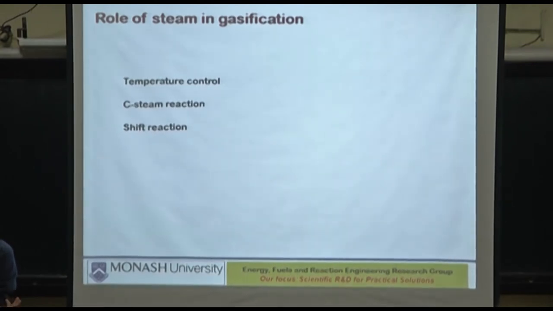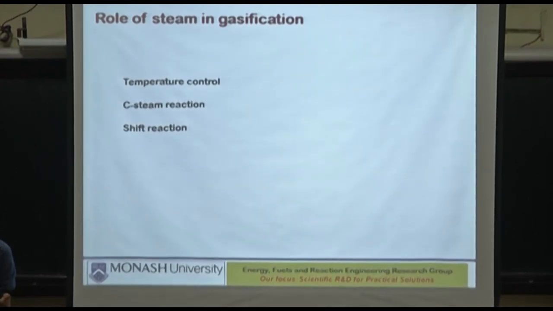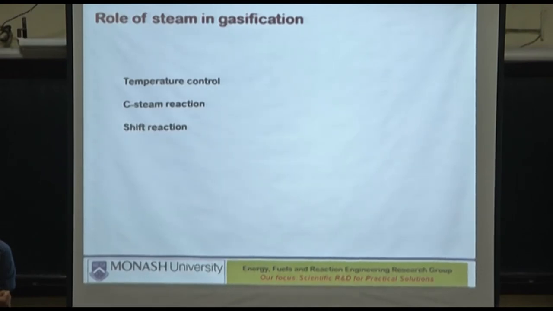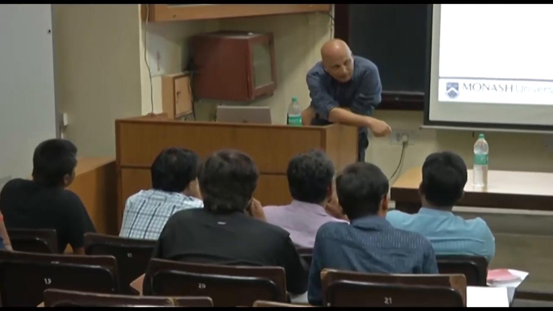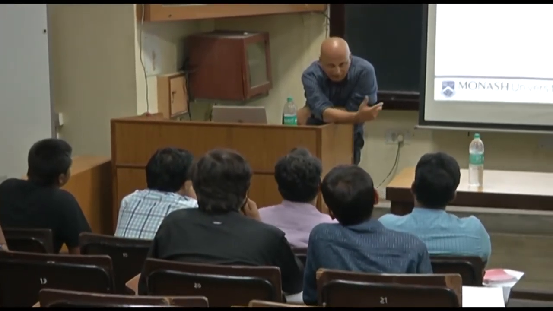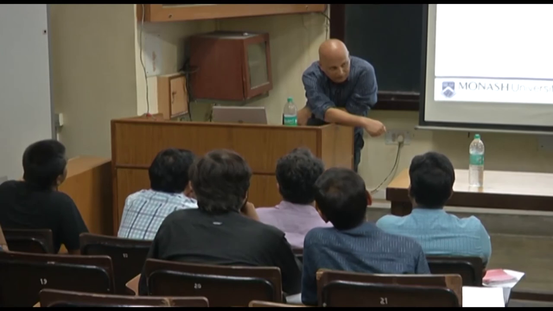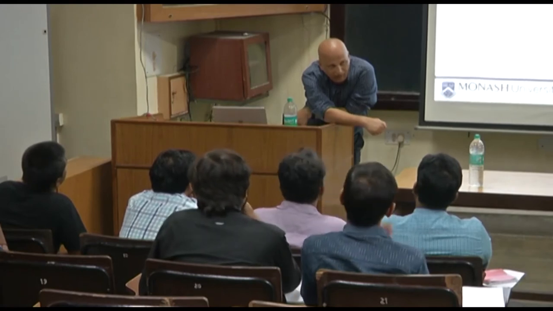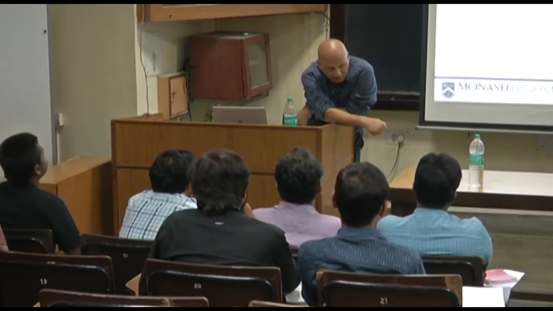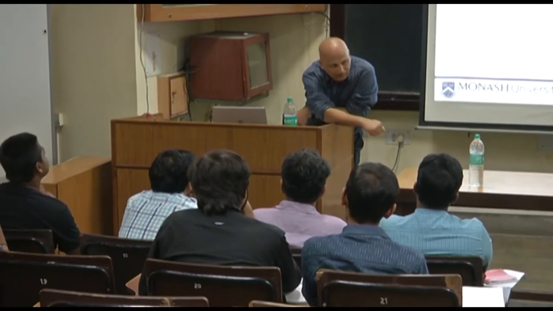Because the char becomes less reactive, volatile matter has left, its structure has become more ordered, therefore you require higher temperature for the oxygen to react with it, and therefore you need higher temperature gasification, or in that case it will be the so-called entrained flow gasification. But technically it can be very high temperature fluidized bed gasification as well, though practically not, and we'll see that I think in the next slide or the slide after that.